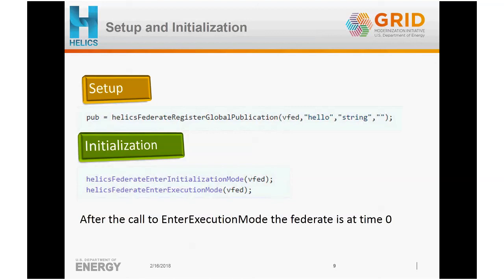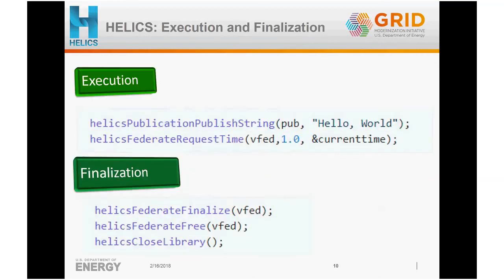In this phase, you can send some initial communication, set initial values, and respond to them. The enter execution mode call is the transition from the initialization to the execution phase. This can be done iteratively if you need to establish iterative communications between different federates to converge to a consistent value. In the execution phase, you're basically sending data, sending messages, publishing, receiving, and requesting time. In this case, this sends a hello world message and requests the time of 1.0 as the next time.